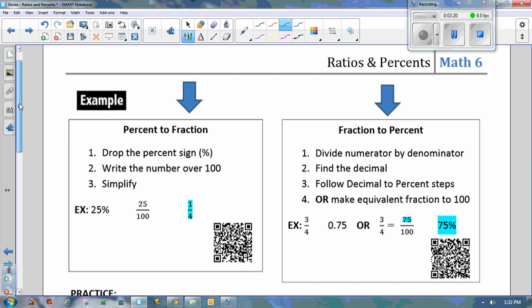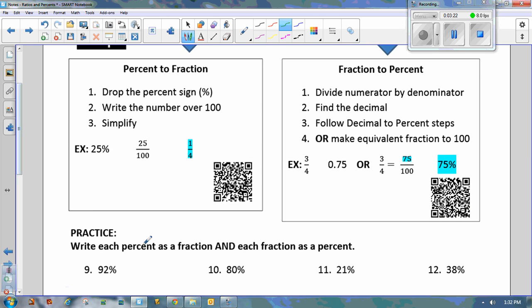Here on the back, now we're going to work with fractions. So here we are going to change a percent to a fraction, which is simply dropping our percent sign, writing it over 100 because a percent is out of 100, and then we simplify because fractions always have final answers in simplest form.